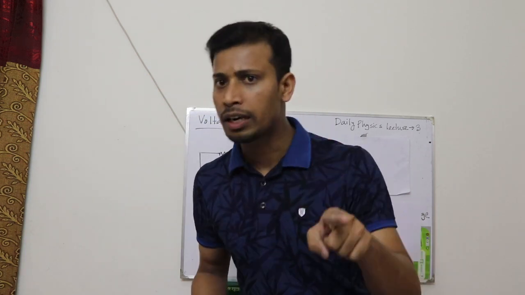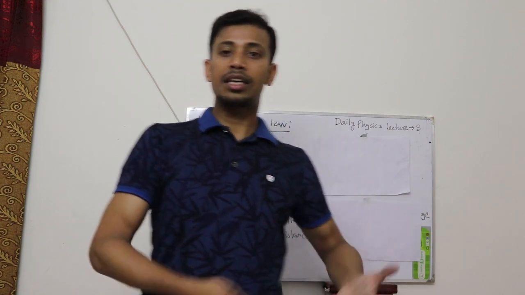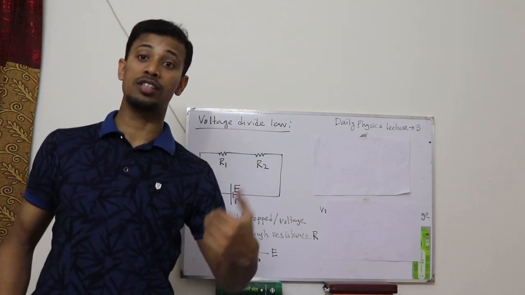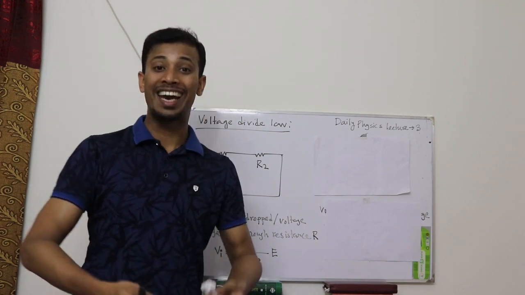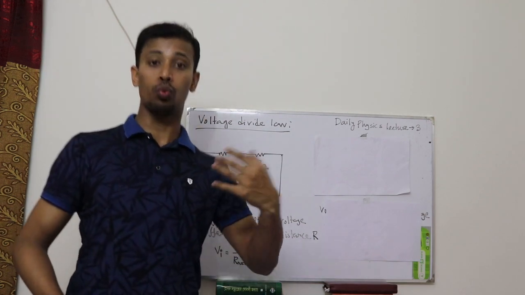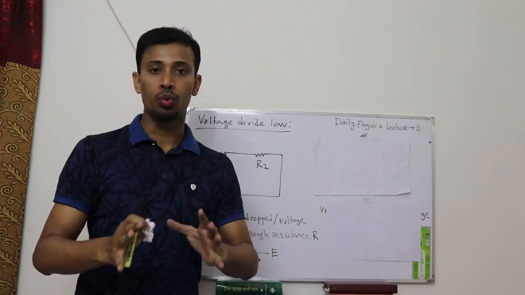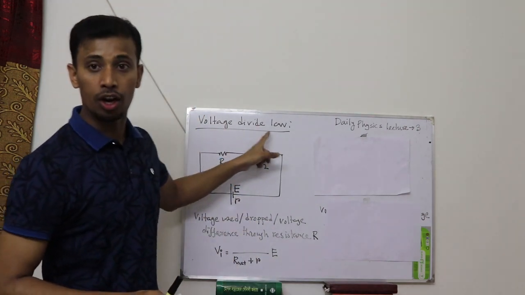Now if I ask you another question: as current remains the same, what actually varies in a series circuit? The answer is, voltage varies. As in a series circuit current remains the same, obviously voltage will vary. So now the question is how to get that voltage, or how the question will appear. The answer will come from the voltage divide law.